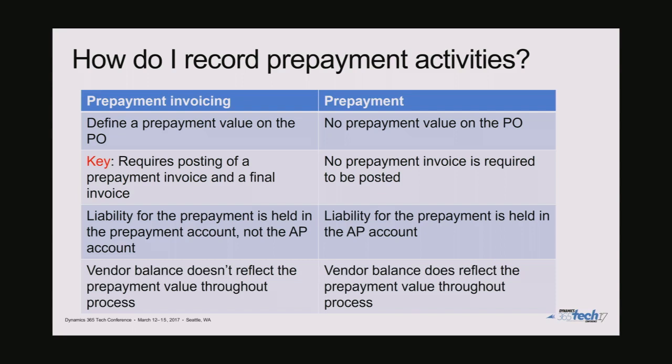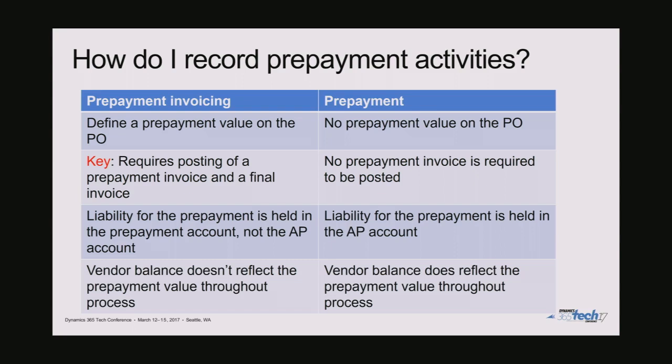The next step of that is really key. You actually record a prepayment invoice. So if your vendor does not physically send you an invoice, this is not the method for you. That's one of your first keys. Does the vendor actually send you an invoice? If so, then you'd be in that prepayment invoicing bucket.